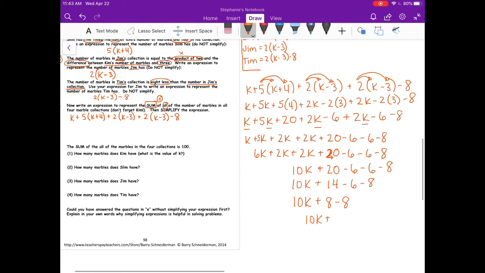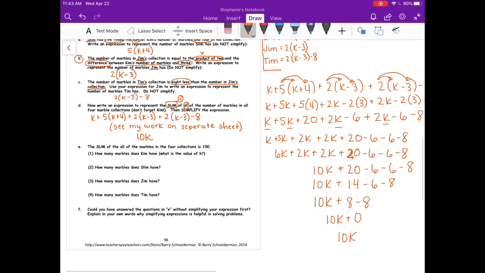Eight minus 8 is 0, right? So my answer is 10k. See how simplifying can make things a lot easier? We took this long problem at the beginning, and now we have 10k. So on my worksheet, I'm going to say, see my work on the separate sheet of paper. And you can go ahead and just upload a picture of your separate sheet of paper you did your work on along with your worksheet. 10k is my answer. Now, let's move on to letter E.